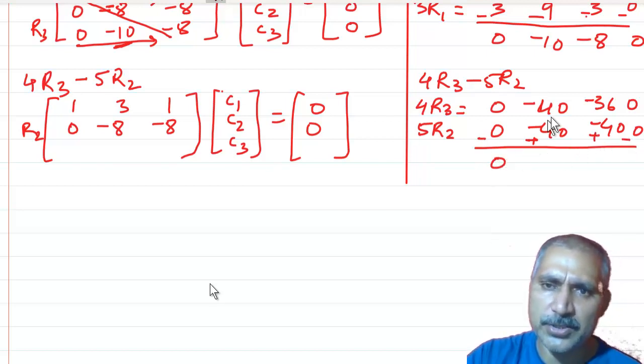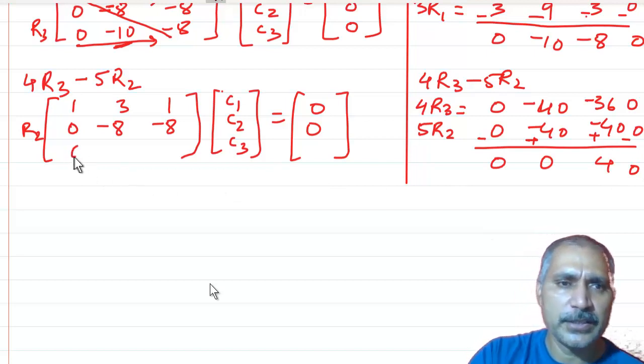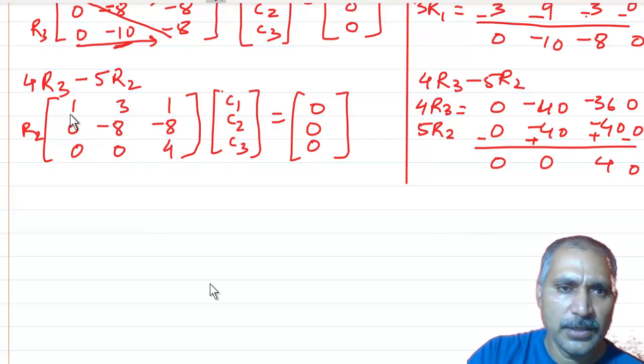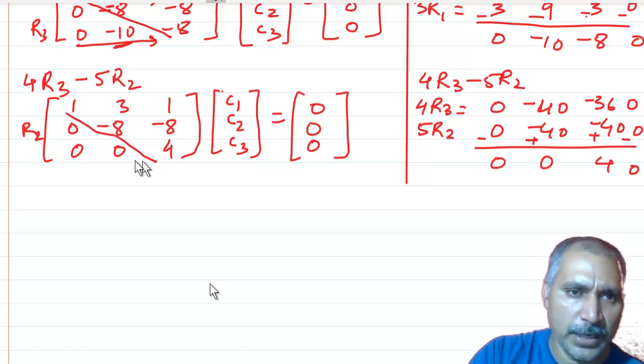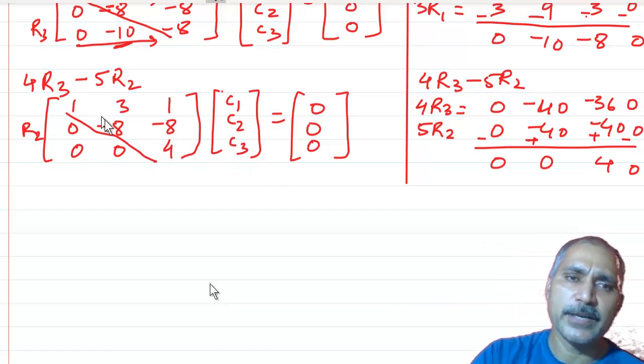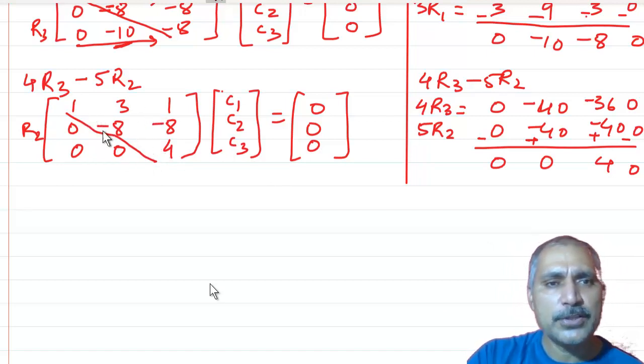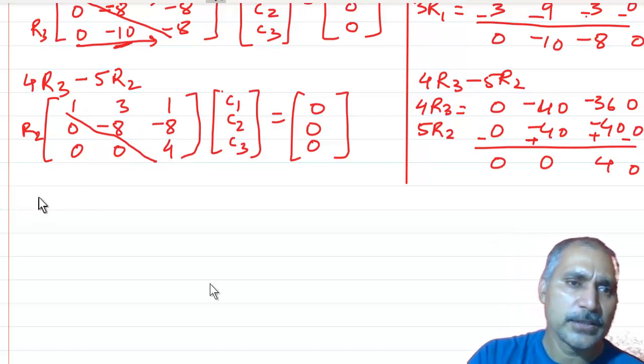0 minus 0 is 0, minus 40 plus 40 is 0, minus 36 plus 40 is going to be 4, and this is going to be 0. So we got here 0, 0 and 4 and 0. Now if we look below the diagonal, all the elements are 0. Now from here we will try to find out the rank. It is in upper triangular matrix form. First row is non-zero, second row is non-zero, third row is also non-zero.